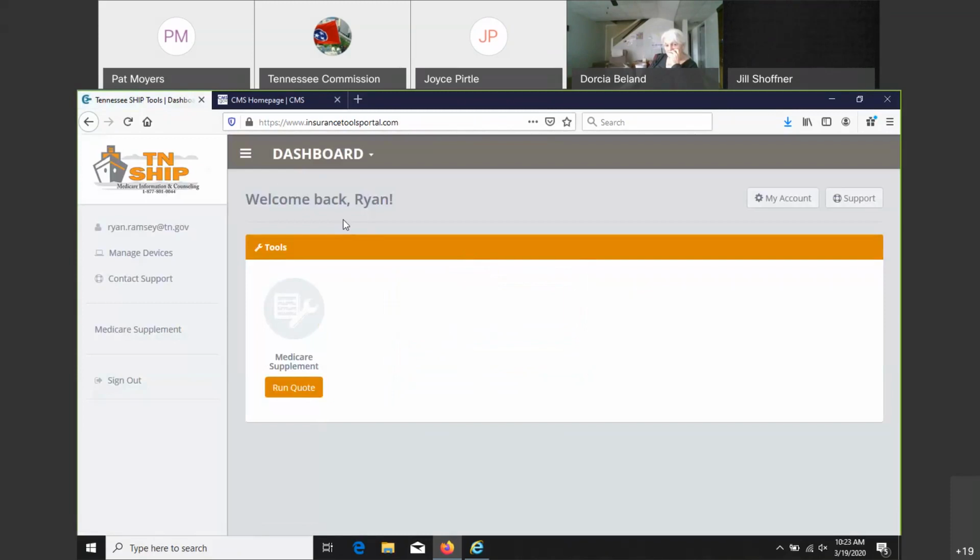When you get to this website, you'll see that if you've got multiple accounts, you can switch to other accounts. You can manage devices. You've got contact support. And then, of course, sign out. Now, with your account and your support also appearing over here on the right. Now, what we want to do is run a Medigap policy quote for a beneficiary. So we're going to hit Run Quote.